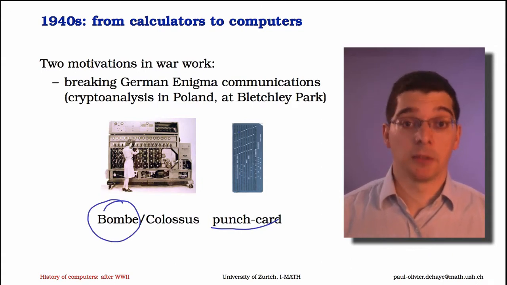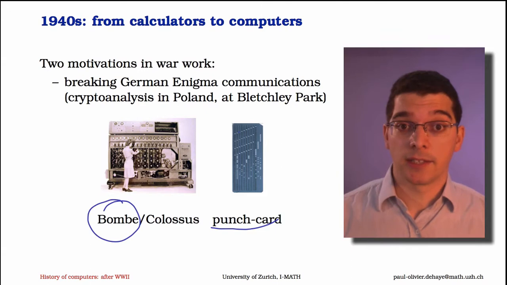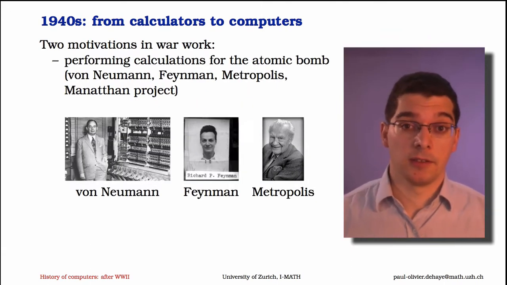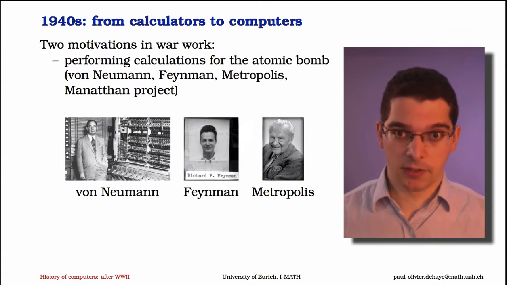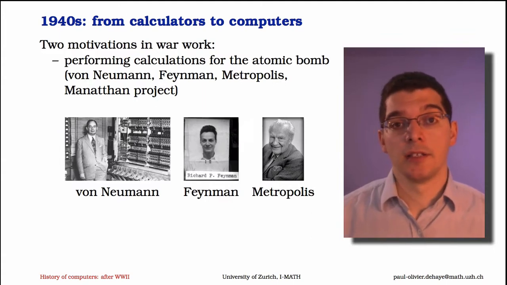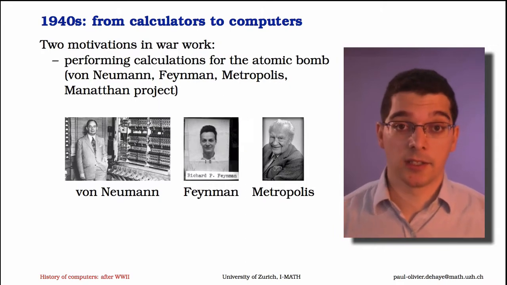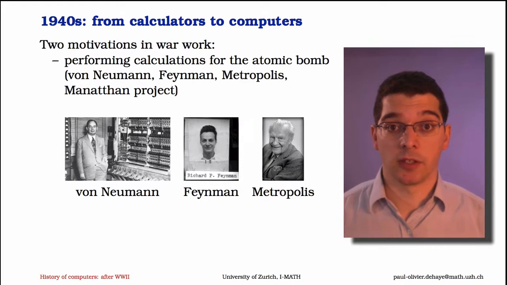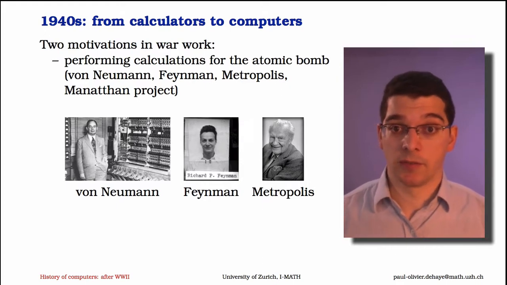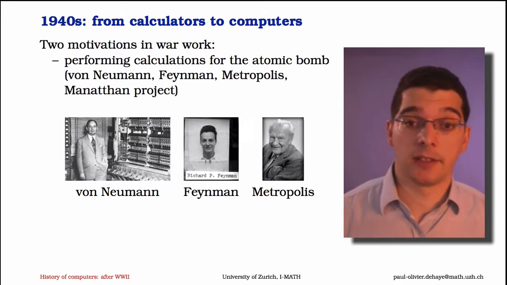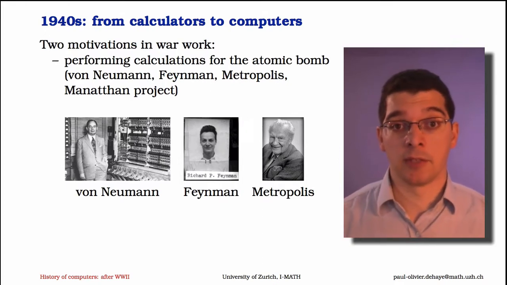Okay, so this was the first application of computers during the war. The second one is also not very peaceful. The second application is the atomic bomb. For the development of the atomic bomb, the US set up a research center in Los Alamos in the desert, and this was called the Manhattan Project. A lot of very famous scientists worked on this. For instance, von Neumann, Feynman, Metropolis.